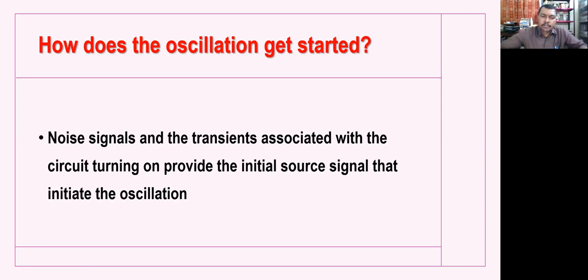An unwanted signal which appears at the output is called noise. So the noise signals and the transients associated with the circuit turning on: turning on means as soon as you give the power supply to that particular circuit, there is noise or transients associated with that circuit, and that actually provides the initial source signal to start the oscillations, to initiate those oscillations. So that is how the oscillation begins.